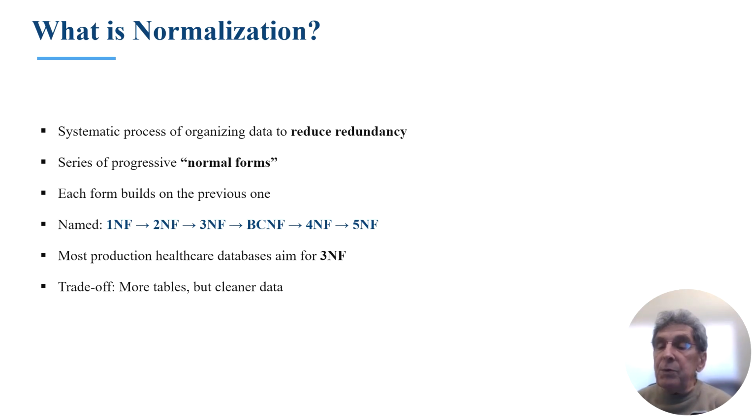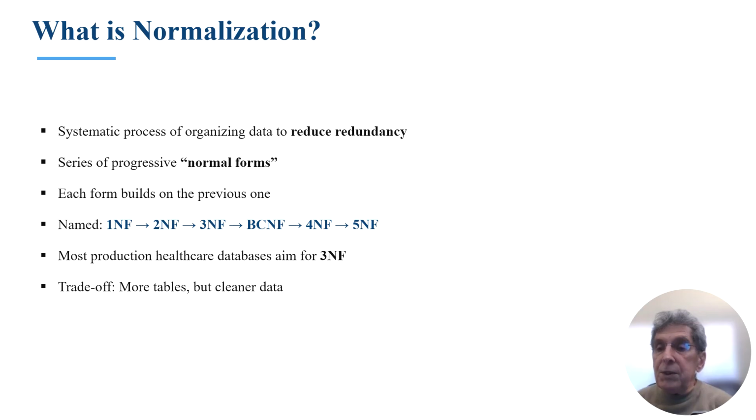Each form builds on the previous one. A table in second normal form is automatically also in first normal form. A table in third normal form is automatically in both second normal form and first normal form. It's cumulative. For most production healthcare databases, third normal form is the target. It eliminates the vast majority of redundancy and anomalies while keeping the database design manageable. Higher normal forms exist, but are rarely needed in actual practice.